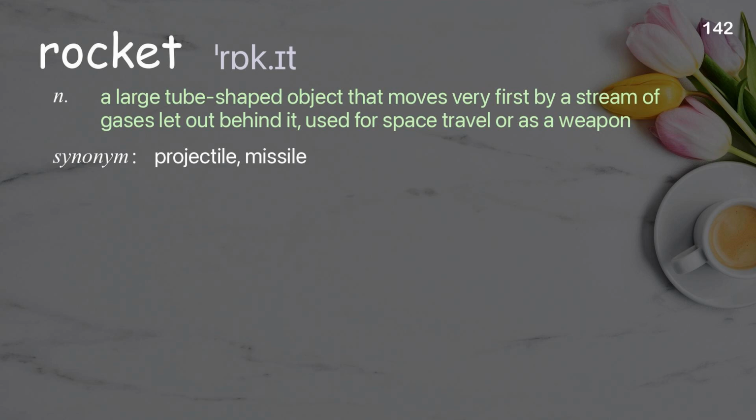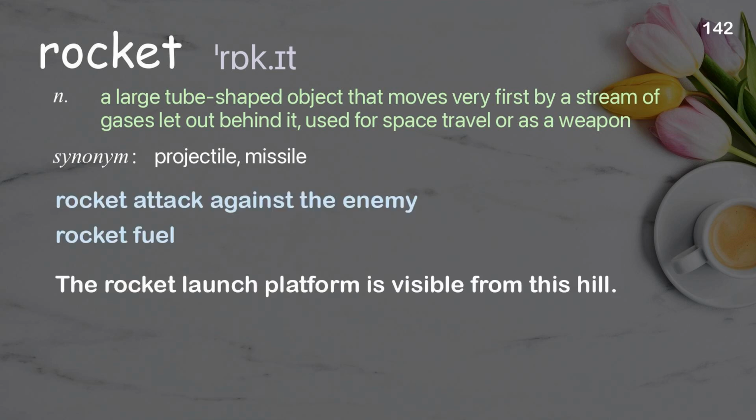Rocket. A large tube-shaped object that moves very fast by a stream of gases let out behind it, used for space travel or as a weapon. Examples: Rocket attack against the enemy. Rocket fuel. The rocket launch platform is visible from this hill.